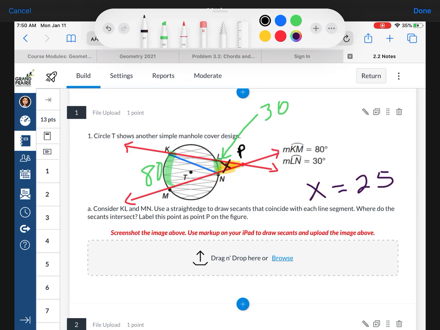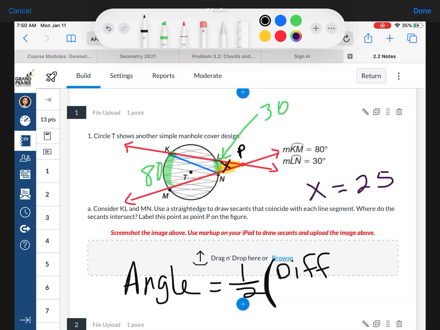All right, hopefully you're back, and I hope you were able to figure out that the measure of the angle is equal to 1/2 the difference of the arcs. The difference, I'm going to put DIFF of the arcs. Okay? You can type this however you want. I would say maybe the exterior angle is equal to 1/2 of the difference of the arcs. The difference means we're subtracting.